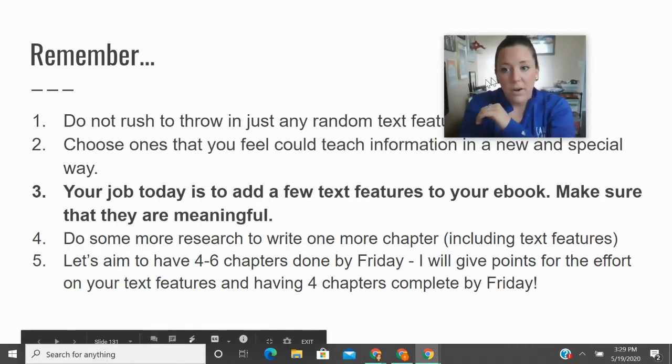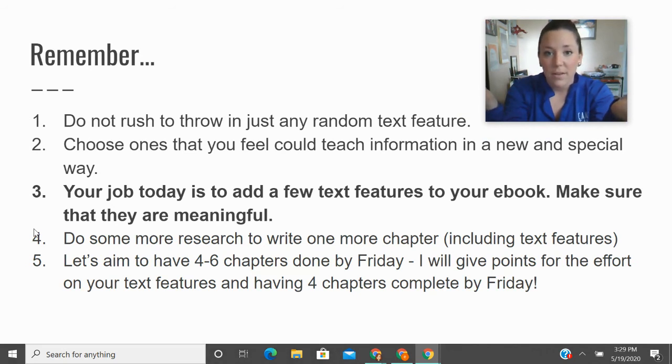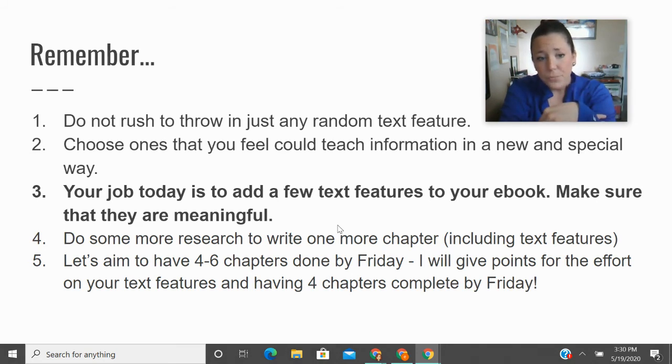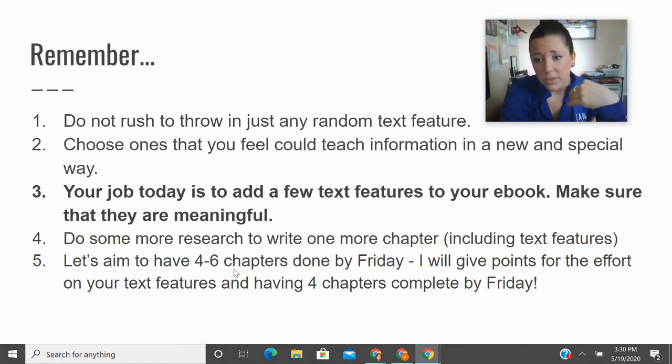Okay, let's go over some of our takeaways. Don't throw in a random picture of a cute dog. It has to be meaningful. It has to teach information in a new or special way. It has to directly relate to whatever it is you're talking about in your chapter. Add a few text features to your ebook. Make sure that they make sense. If you need to do more research to write one more chapter, do that. But by the end of today, you should have all 4 of your chapters done, and you should have text features.